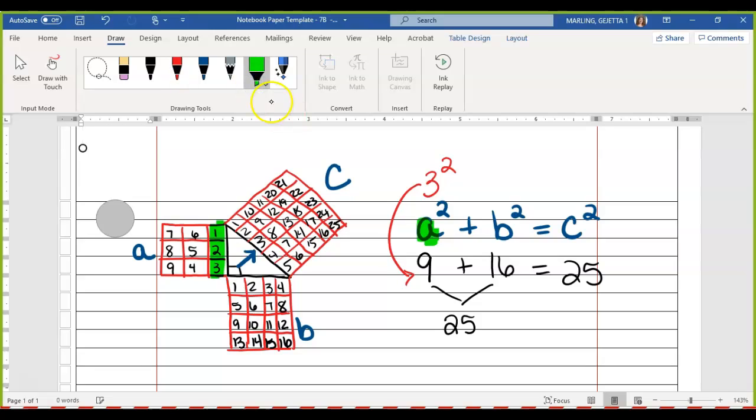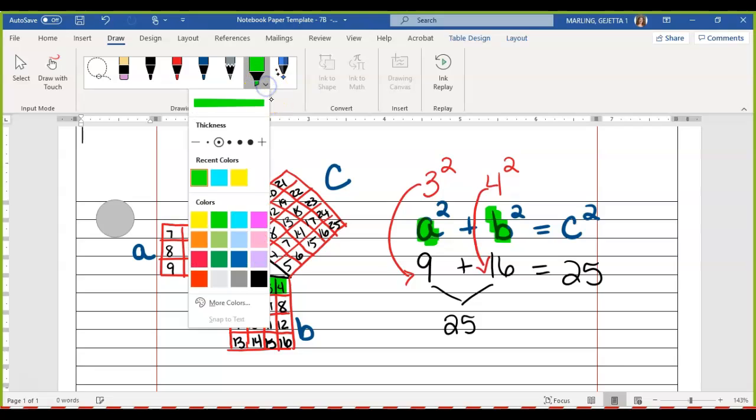Let's look at B. I want to now look at my side measurement for B. How many units across was B? 4. So if I say 4 squared mathematically, because that's what my formula says, does 4 squared in fact give me 16? Yes. Now we know that should equal the measurement of C squared.